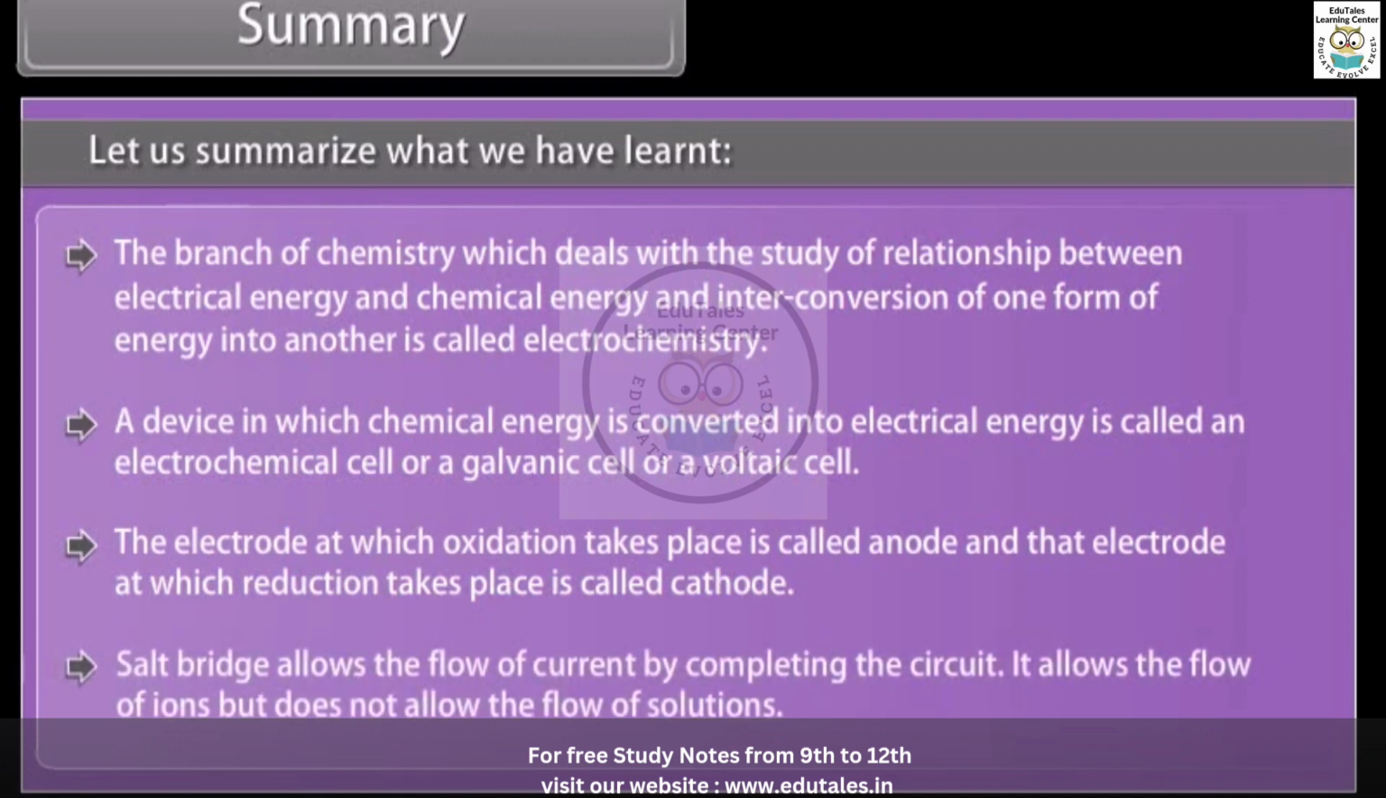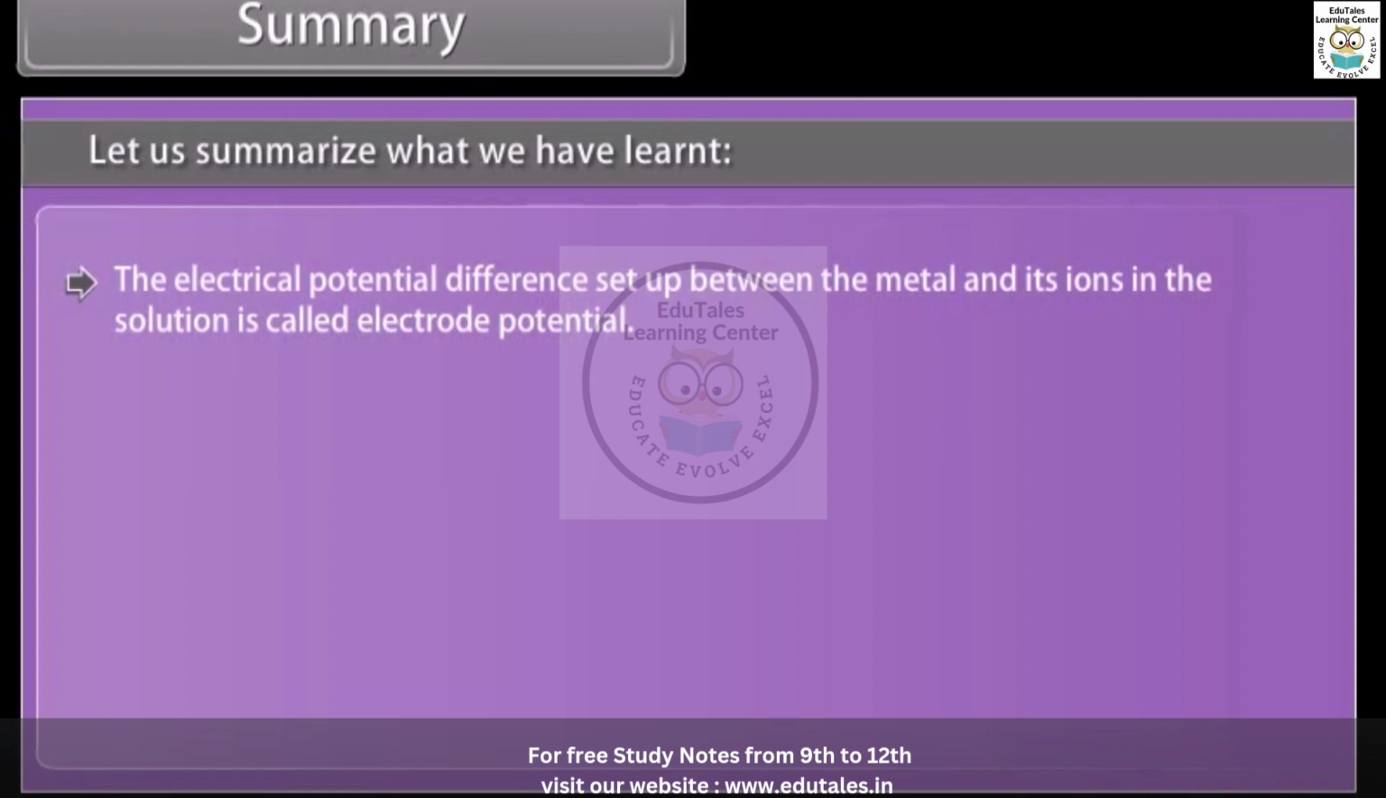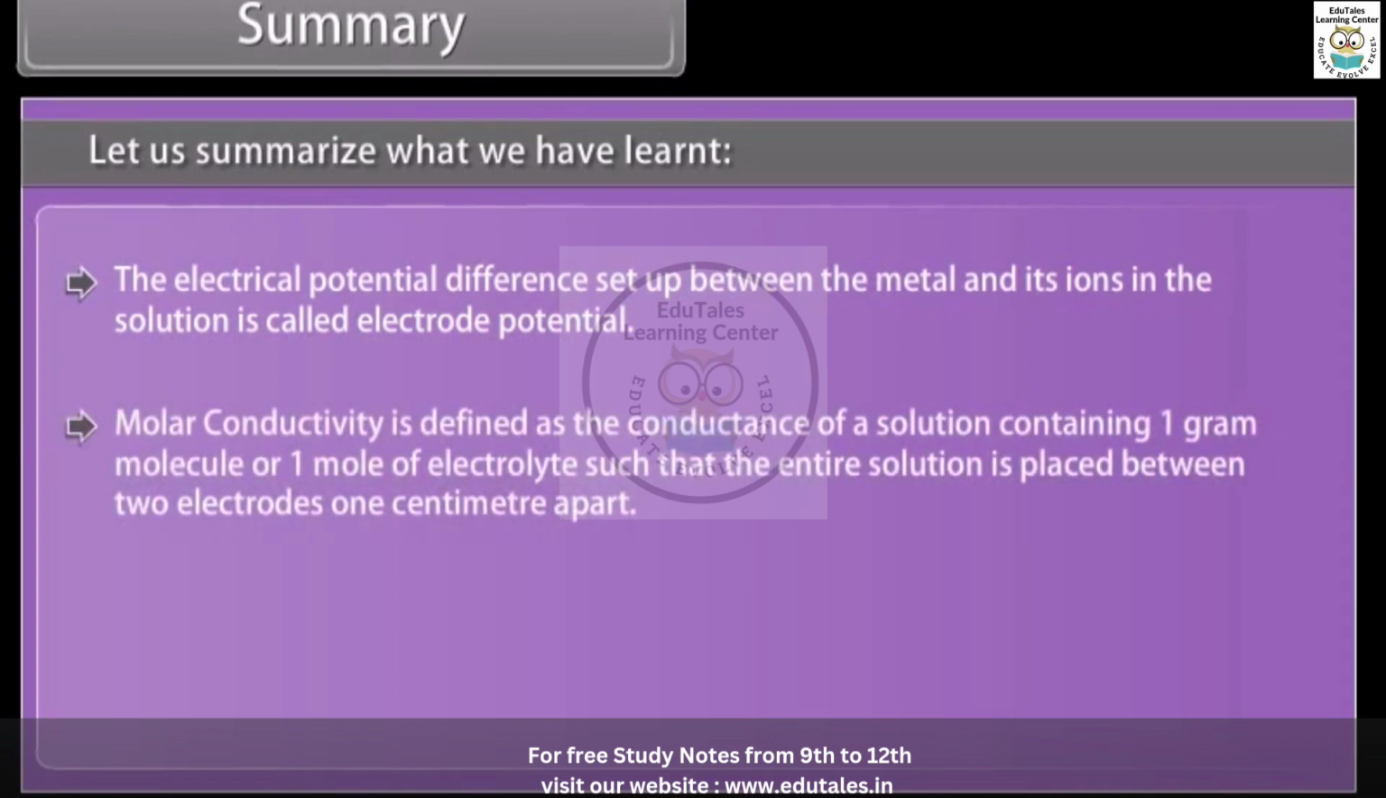Salt bridge allows the flow of current by completing the circuit. It allows the flow of ions but does not allow the flow of solutions. The electrical potential differences set up between the metal and its ions in the solution is called electrode potential. Molar conductivity is defined as the conductance of a solution containing 1 gram molecule or 1 mole of electrolyte such that the entire solution is placed between two electrodes 1 centimeter apart.